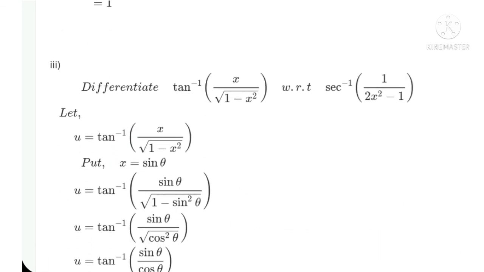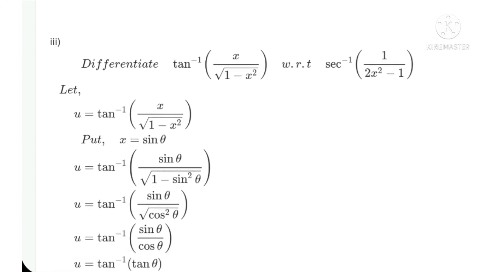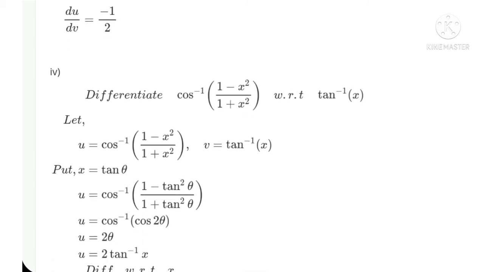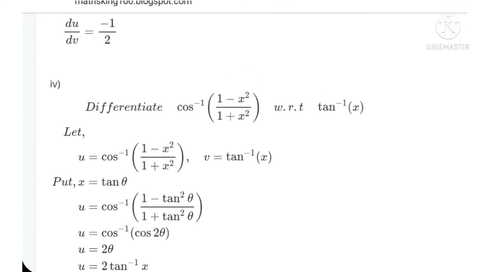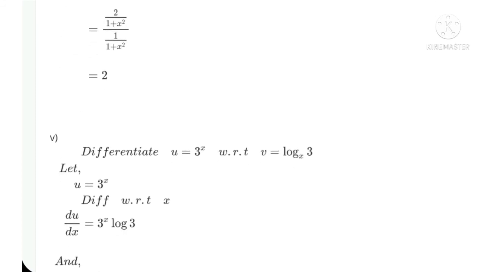Similarly you can find the third example, which is the same. Here also you put the substitution x is equal to sin theta, and then you can solve it yourself. The fourth one is the same as the second one. Here you put x is equal to tan theta, so it becomes the form 1 minus tan square upon 1 plus tan square, which is nothing but cos 2 theta. Similarly you can find it, it is easy.